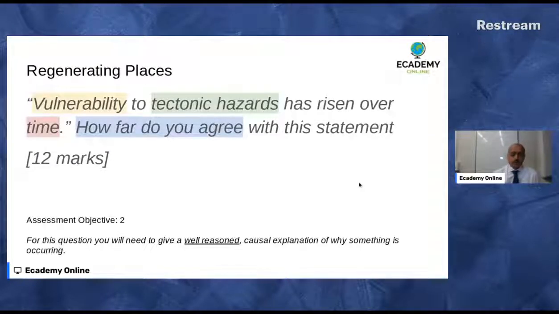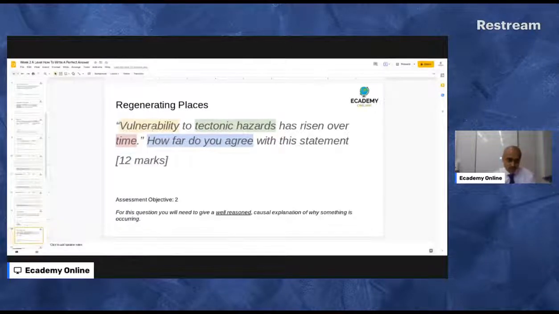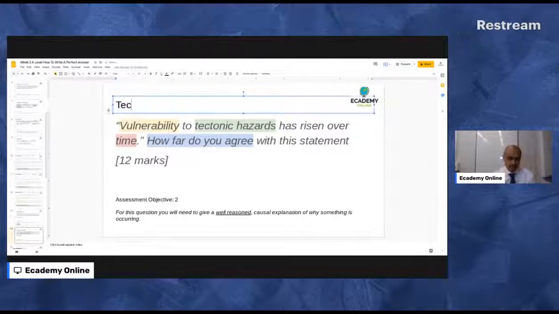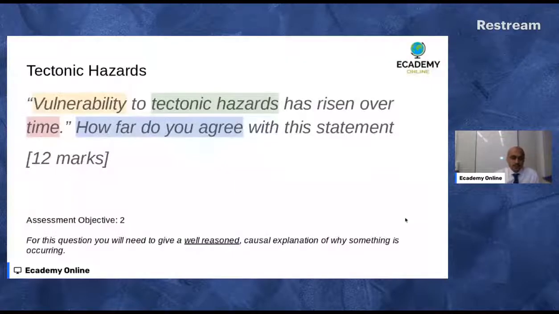So first thing, remember, always underline key things which stick out for you, all right? That way you can start thinking about how you're going to structure your answer. Make your annotations above and below the question. So here I've highlighted vulnerability in the context of physical geography. I should get that changed. That should say tectonic hazards. There we go. So vulnerability to tectonic hazards. Maybe you might want to highlight very quickly tectonic hazards, which ones you can think of. And I'd underline the word time.